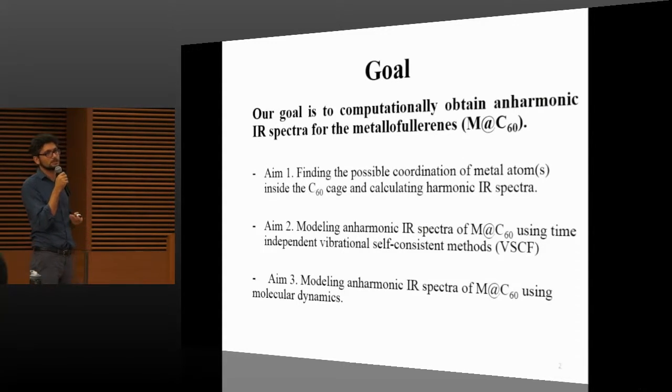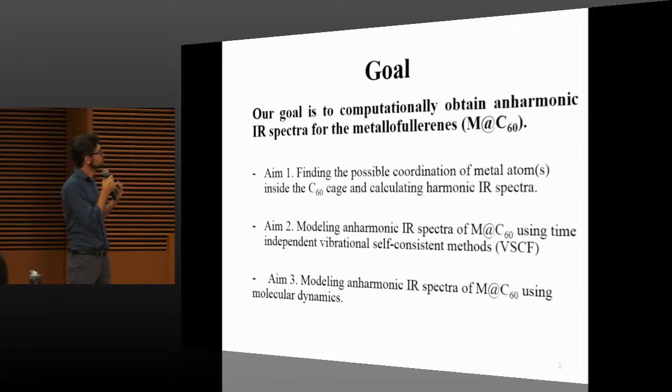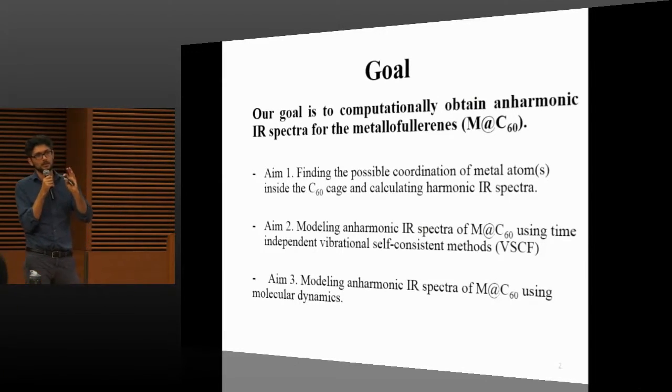To achieve these goals, we have a few steps to follow. First of all, we have to locate the position of that metal atom inside the cage and find all the possible isomers, and then get the harmonic spectra. And then to include anharmonicity, we need to use time-independent and time-dependent methods. For the time-independent method, we used VSCF, or vibrational self-consistent field method, and for time-dependent, we use molecular dynamics.